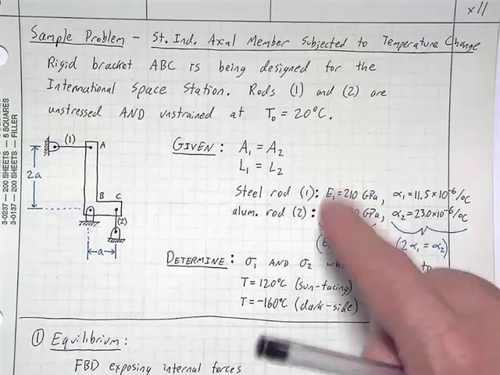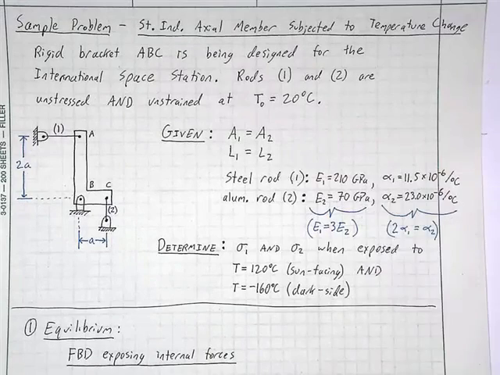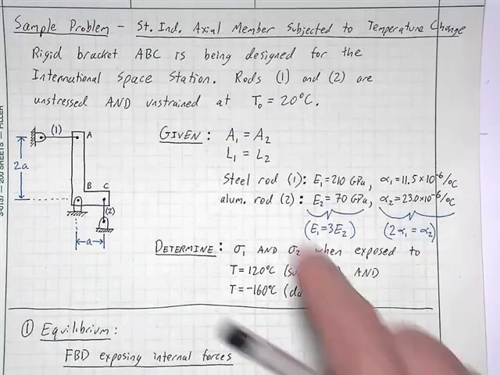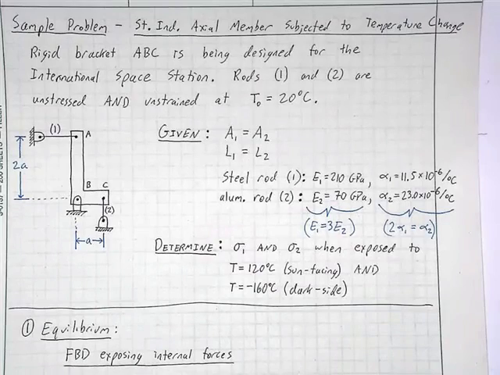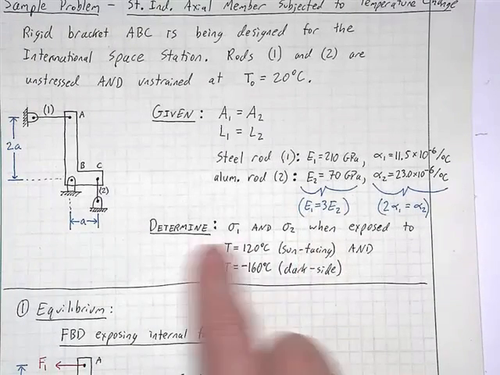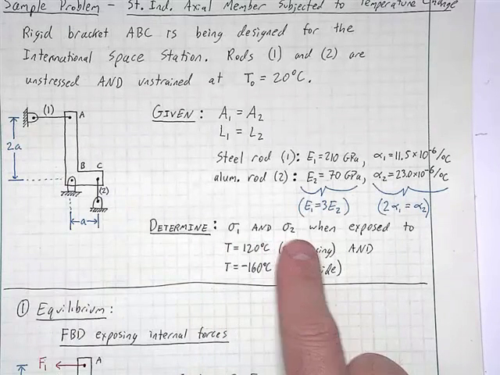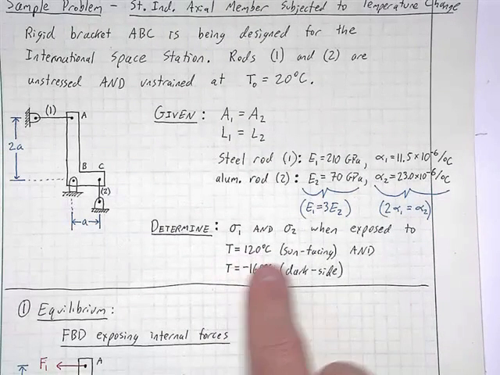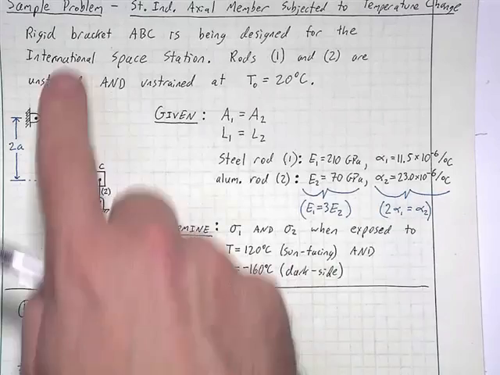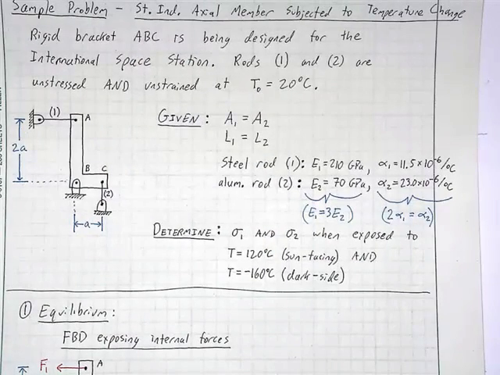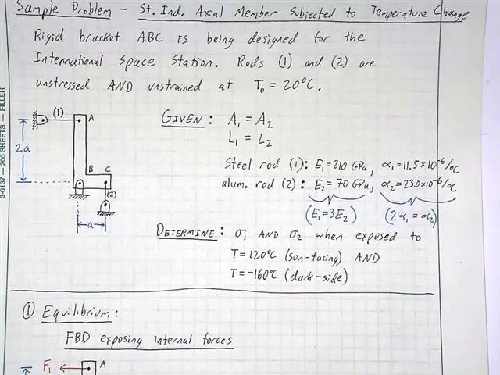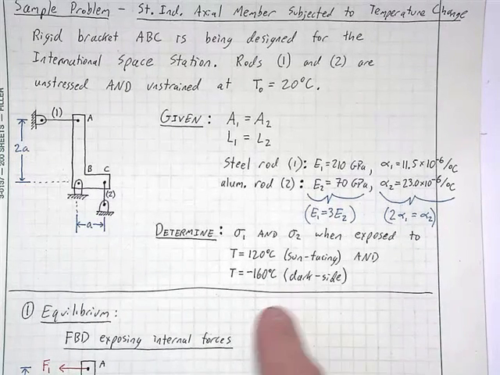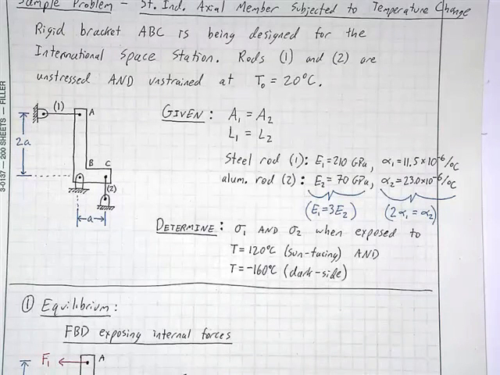All right, and if you look up these properties in the back, that's actually pretty close to what they are, but what I'm doing here is that we're going to get a lot of ratios between these two things, and it'll make our ratios a lot easier. What we want to determine is the normal stresses in 1 and 2 at 2 different temperatures that are extreme temperature differences. So 120 degrees Celsius on the sun-facing side, the outside of the International Space Station, and when we go to the dark side of the Earth, the temperature can drop on the outside of the International Space Station to minus 160 degrees Celsius. So these are extreme temperature swings.